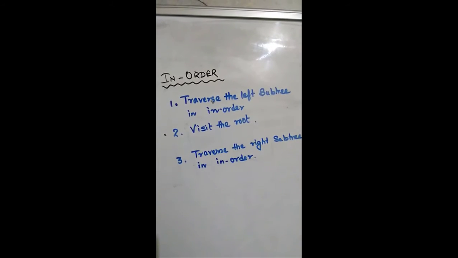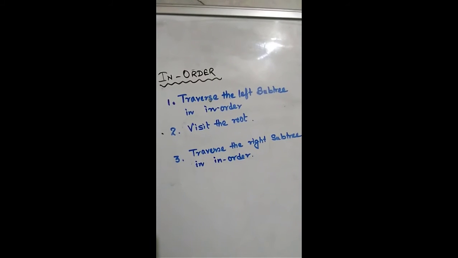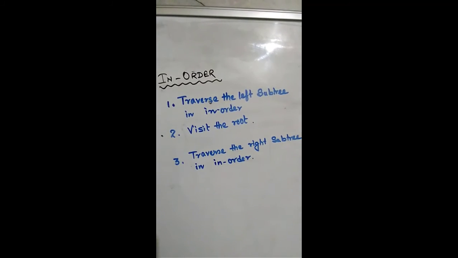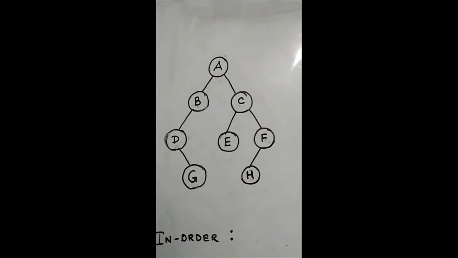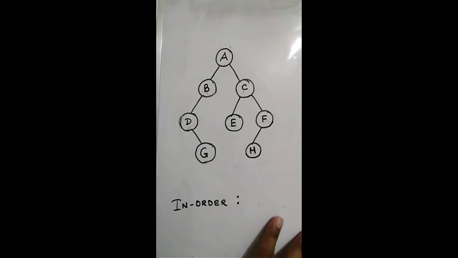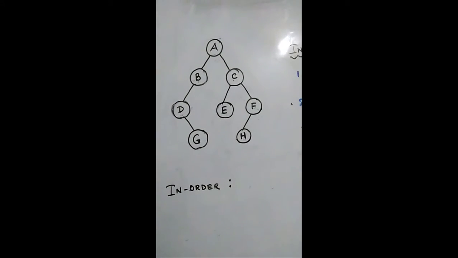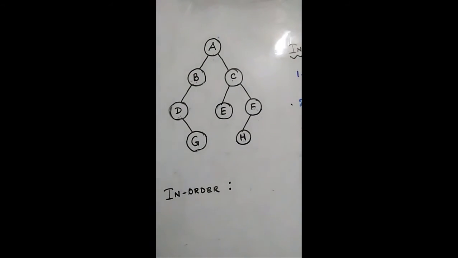By the algorithm of Inorder Traversal, first we will traverse the left subtree in Inorder, then we will visit the root, and finally we will traverse the right subtree in Inorder. So let's traverse the binary tree in an in-order traversal.